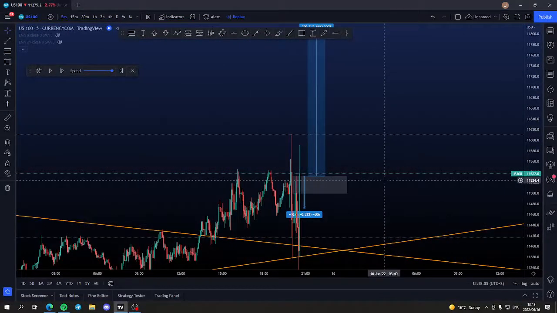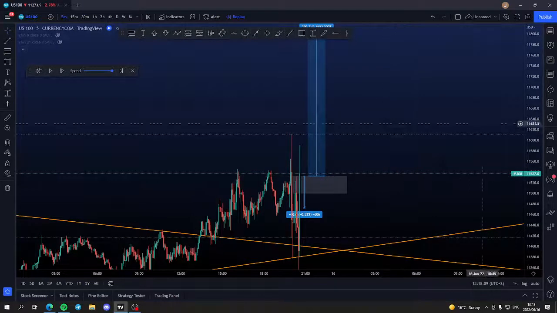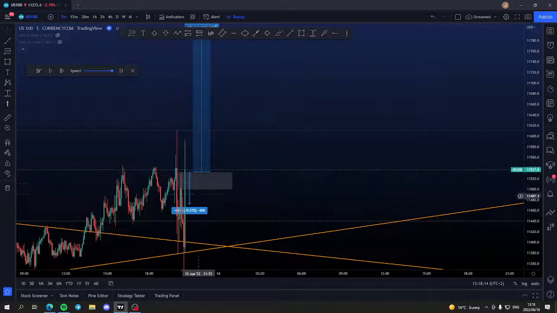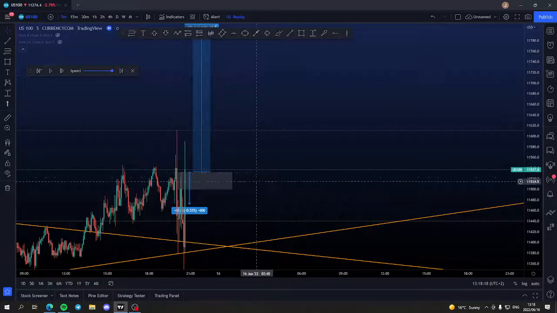Now there's a reason to why I made the previous content for you guys, right? There's a reason to why you would literally risk this much. There's a reason to why you want price to tap at your actual take profit area, right?